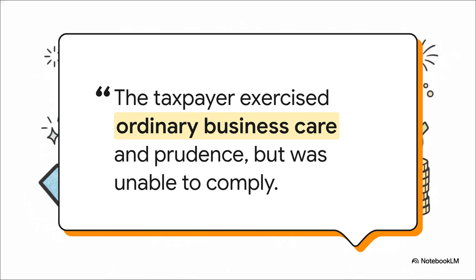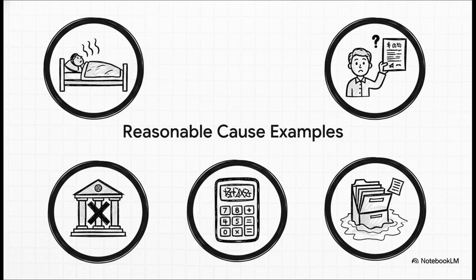They're asking a simple question. Did you act like a responsible person would, given your circumstances? It's not about being perfect. It's about being prudent. So what actually counts as reasonable? Well, the IRS gives us some pretty clear examples. And we're not talking about flimsy excuses here. We're talking about serious life events, things like a severe medical issue, a documented mistake by your bank or brokerage, or even getting bad advice from your own accountant. Any of these can be a valid foundation for your case.